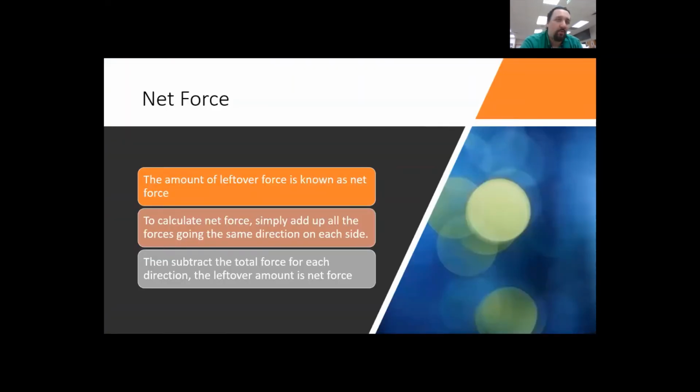Now, when we have an unbalanced force, we try to look for something called net force. Net force is the leftover force when you take the two sides and subtract them out. In order to calculate net force, simply take all the forces going in the same direction, add them together to one big number, take all the other forces in the other direction, add them up, and then subtract the smaller from the largest, and it will be going in the direction of the largest.